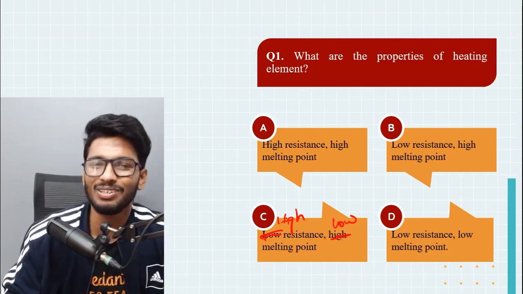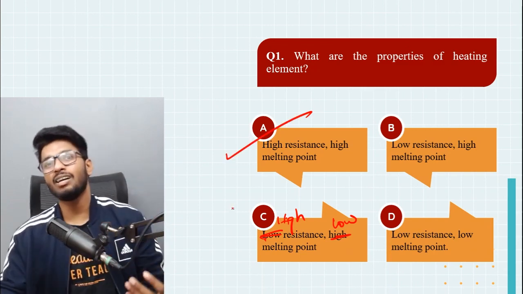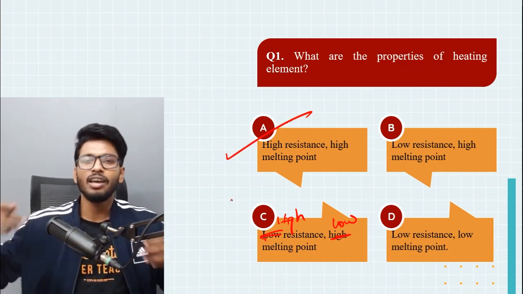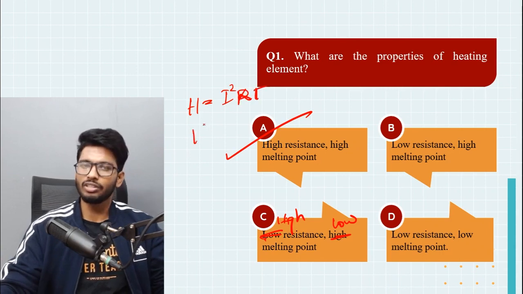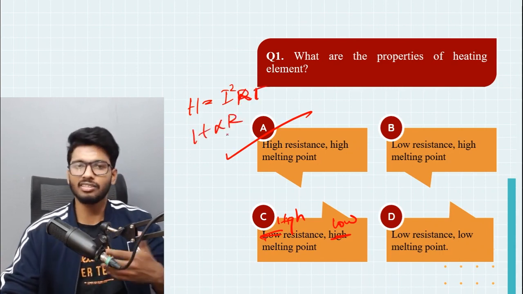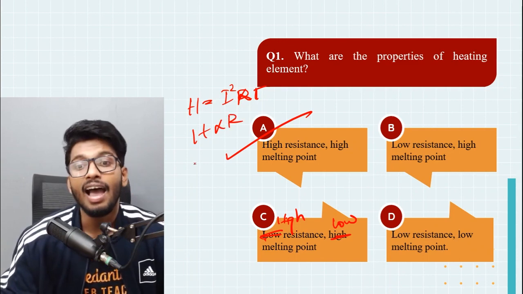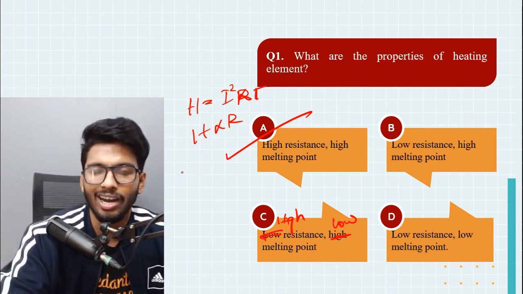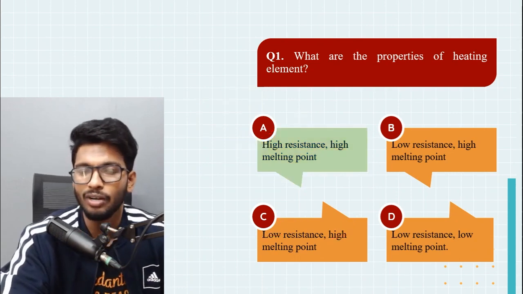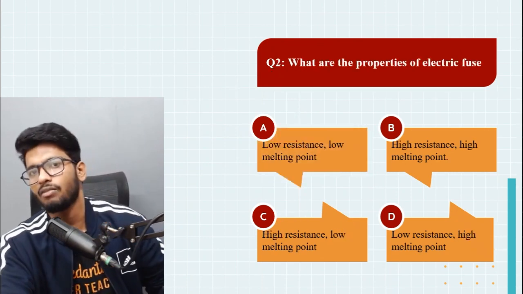The answer is going to be 3, 2, 1. It's going to be high resistance and high melting point. You need high resistance because we know that heat energy produced is directly proportional to I square RT. So the higher the resistance, the more the heat energy produced. And you also need a high melting point because if you have a low melting point, the wire will just melt and it will not lead to anything good. So option A is definitely the right answer.